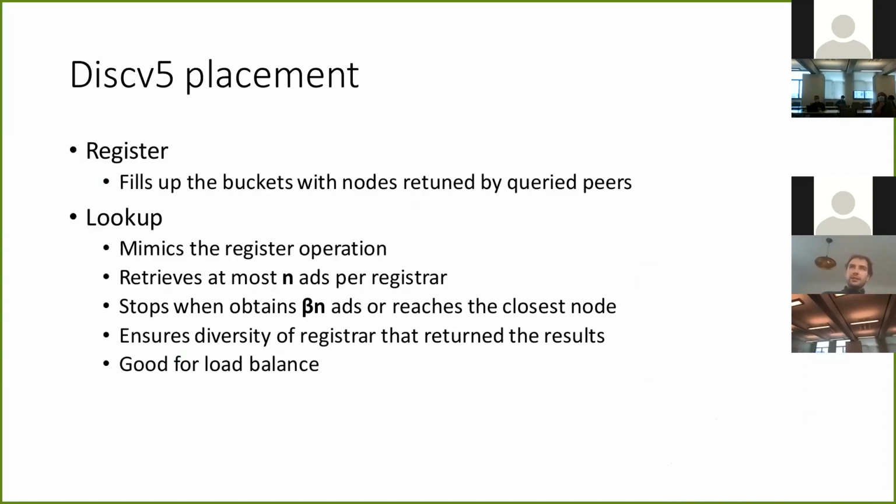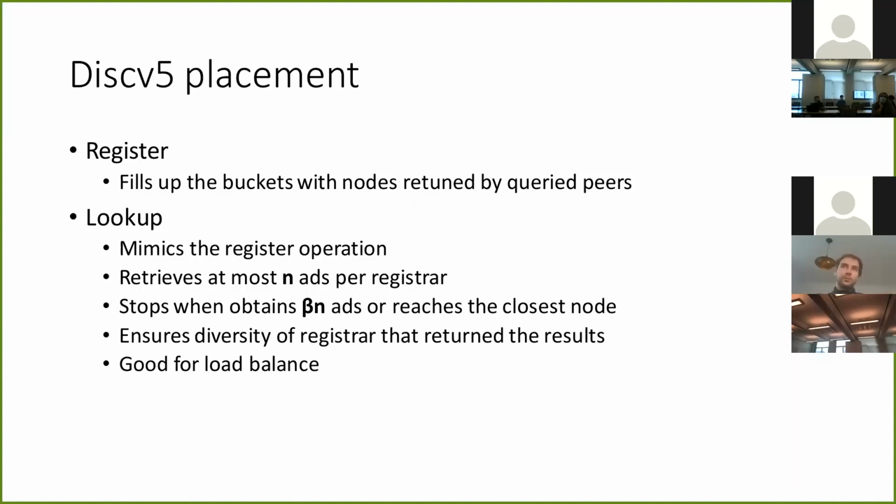What we also do is put a limit on the number of advertisements we can retrieve per registrar. So even if I found a registrar, I ask for Ethereum mainnet, and this registrar has, let's say, 100 nodes supporting this application, we say, okay, but give me no more than 10. And then the whole process stops when we obtain beta n. So let's say if beta is 5, it means I'd like to know about 50 nodes supporting my application, but I can only retrieve at most 10 from a single registrar.